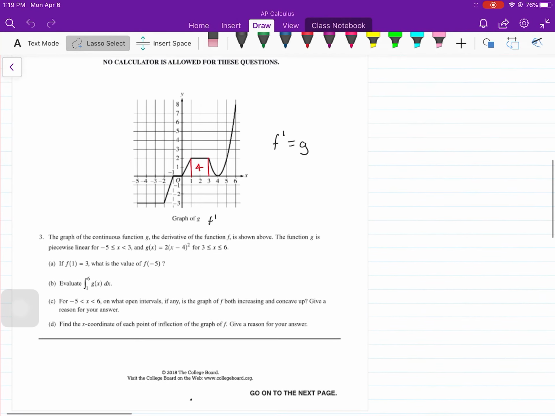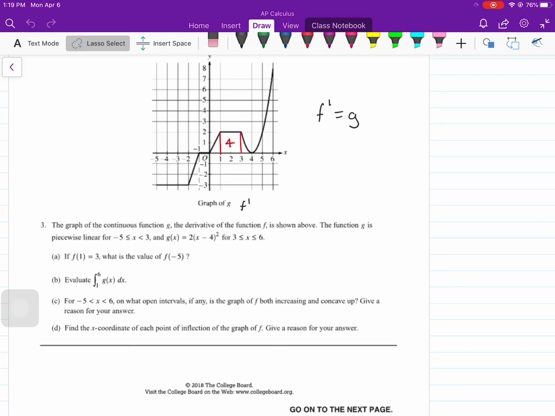And let's look at part C. So part C, on what open intervals, if any, is the graph of f both increasing and concave up? So we want to look for where is f increasing. So this is the graph of f prime. We're talking about this in the above video. So when is f increasing? Well, if f prime is positive. So where is that? Well, when it's above the x-axis. So that's only right here.